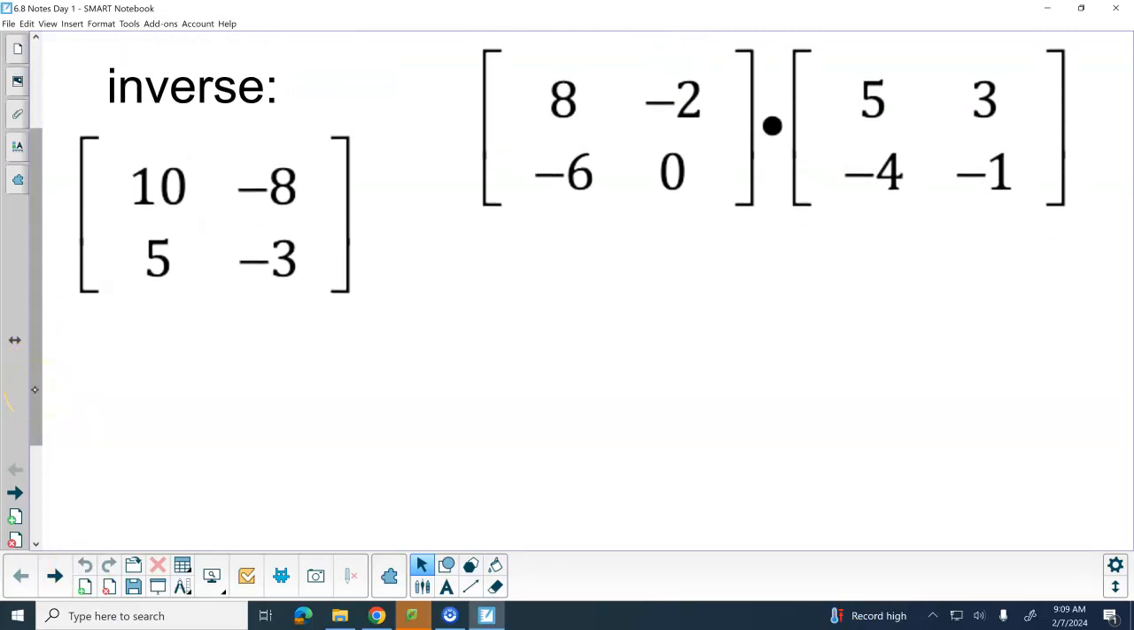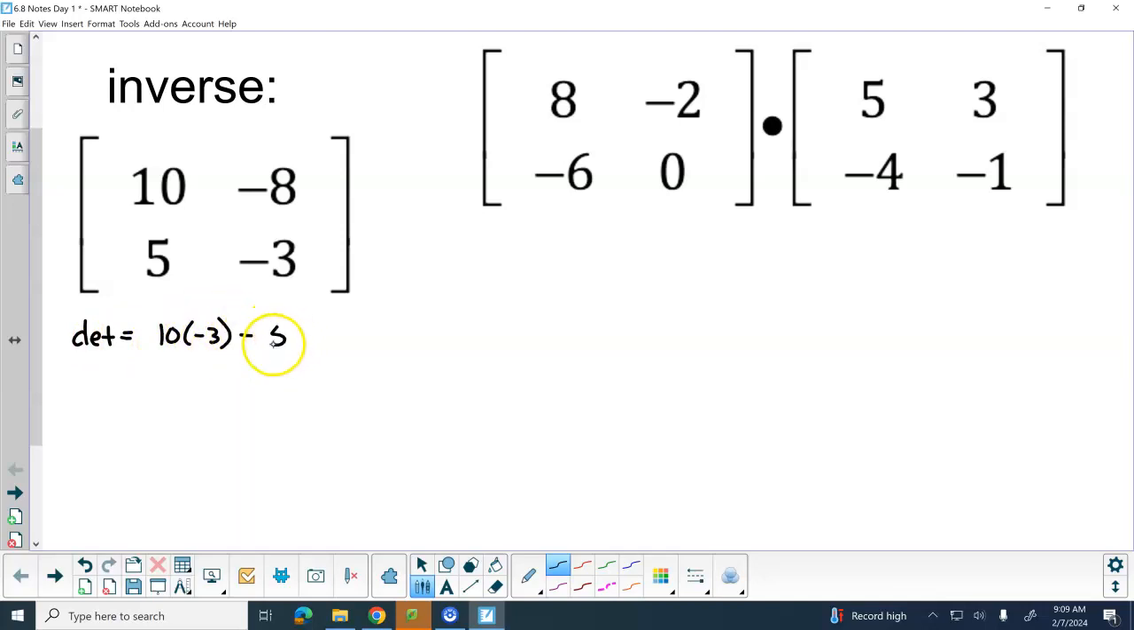So the first thing that I got to do is find the determinant of this one. So the determinant of this one is going to be 10 times -3 minus 5 times -8. That's going to be -30 minus -40. -30 minus -40 is +10. Would you agree with that? Okay.